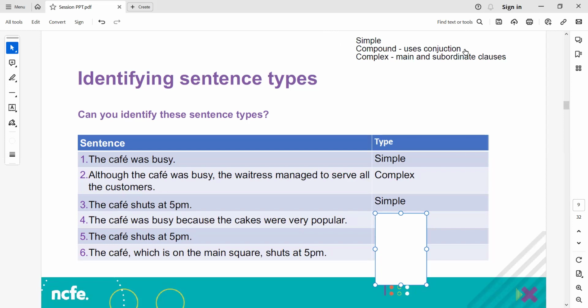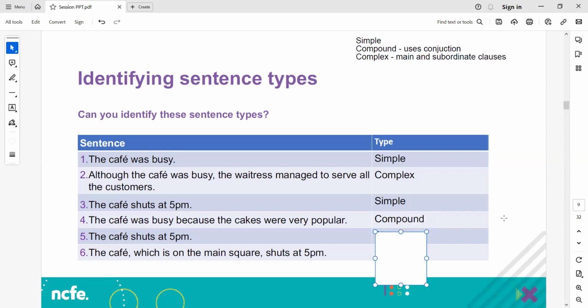Does it use a conjunction? And, so, but, because? Yes. It's in the middle. And do the two clauses either side of the conjunction make sense by themselves? The cafe was busy. The cakes were very popular. Yes. So that must be a compound sentence. Compound. Okay.